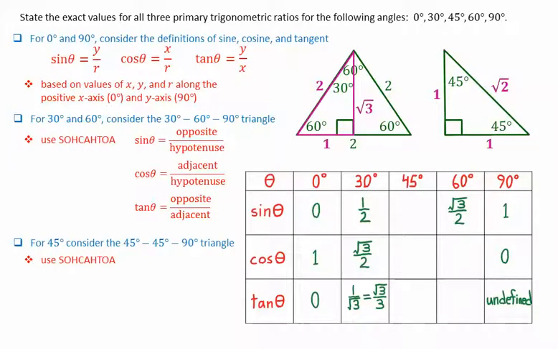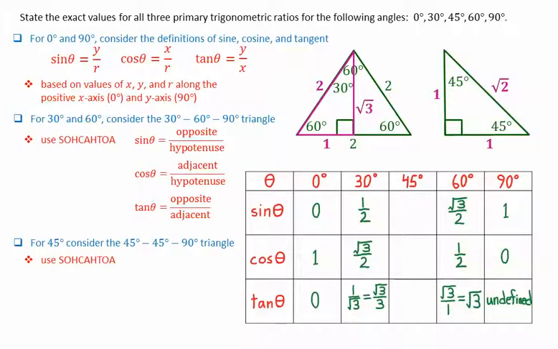Similarly, for 60 degrees, sine of 60 degrees corresponds to root 3, the opposite side to 60 degrees, divided by 2, the hypotenuse. For cosine, the adjacent side relative to 60 degrees is 1, and again the hypotenuse is 2, giving cosine 60 degrees equals 1/2. And for tangent of 60 degrees, the opposite side is root 3, and the adjacent side is 1, giving root 3 over 1, or simply root 3.